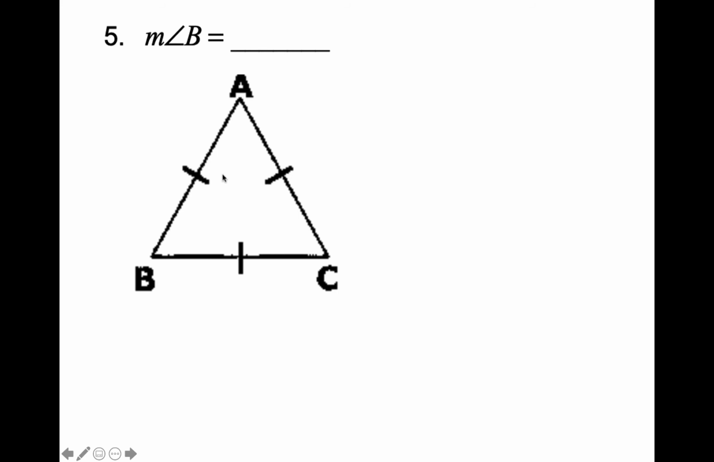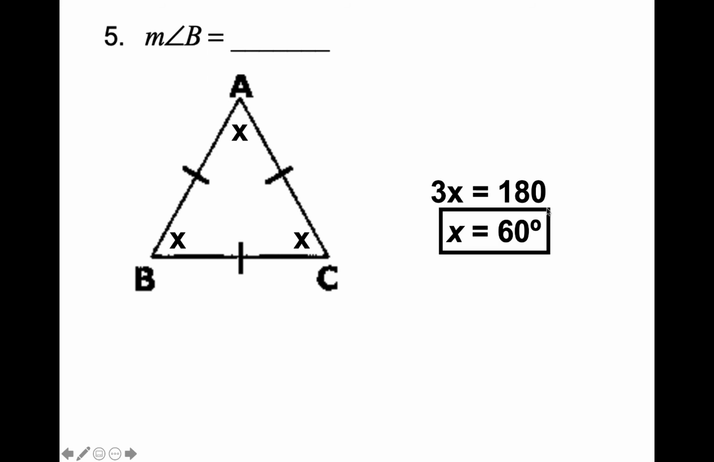For number 5, notice all of the sides are marked equal. So therefore, all of the angles will be equal. So I can call each of these angles x. So these three angles should be adding up to 180 degrees. So x plus x plus x is 3x, should add up to equal 180 degrees. If I divide by 3, I'm going to get x equals 60. So the measure of angle B is 60.